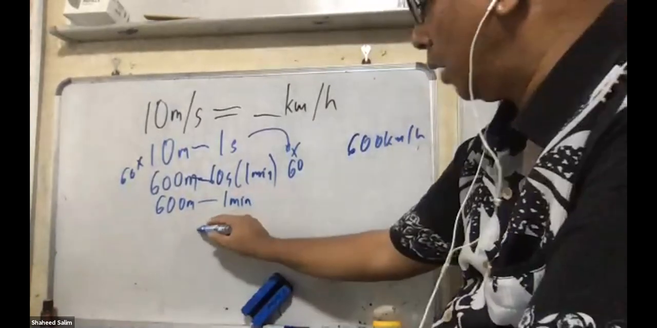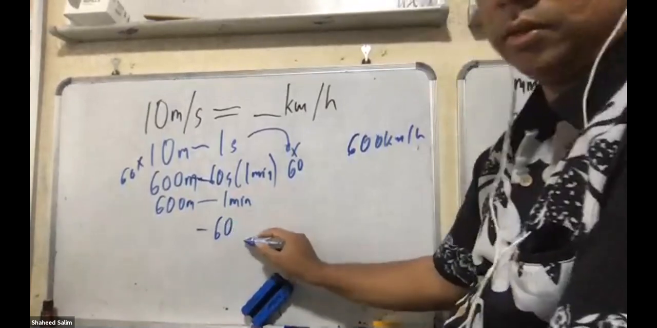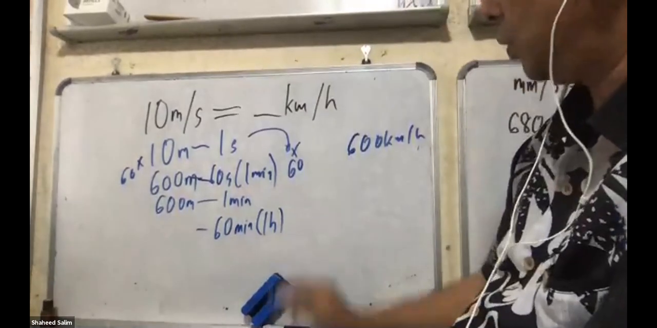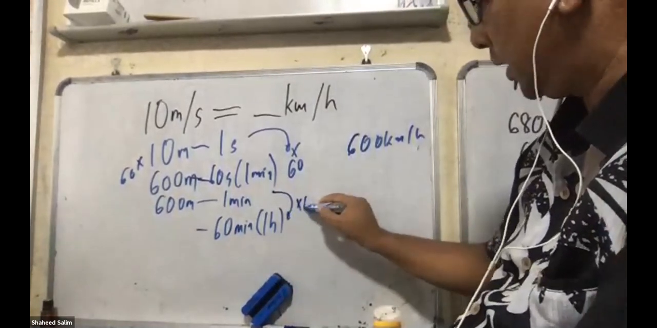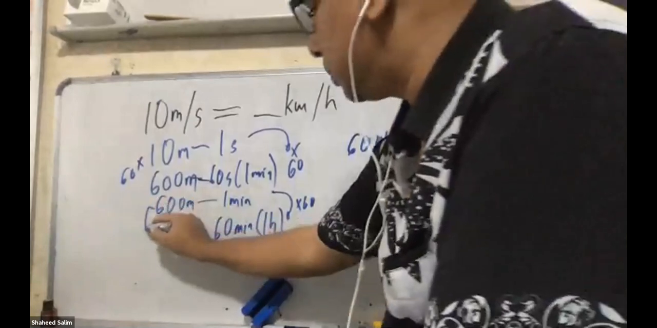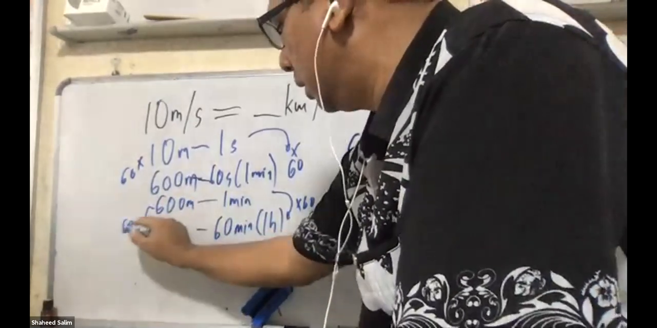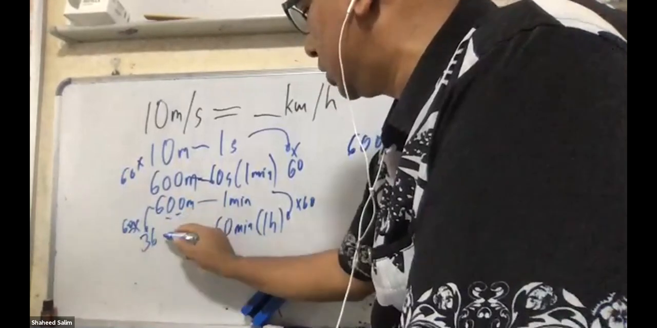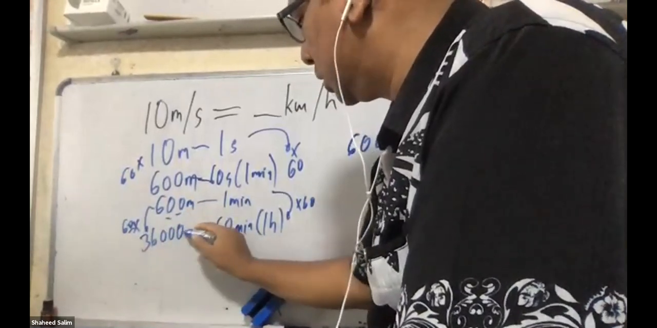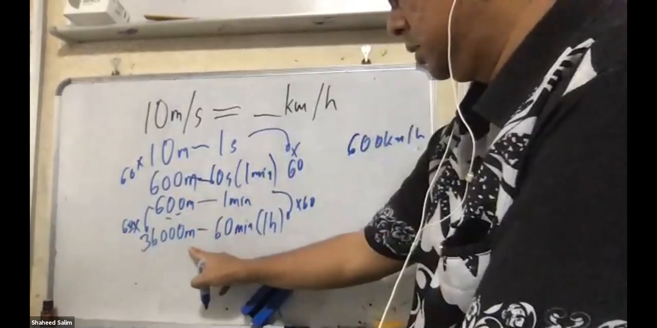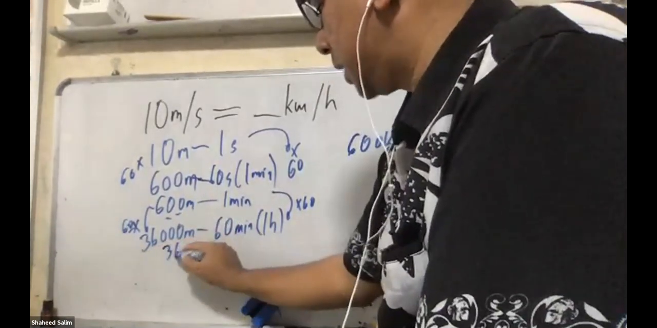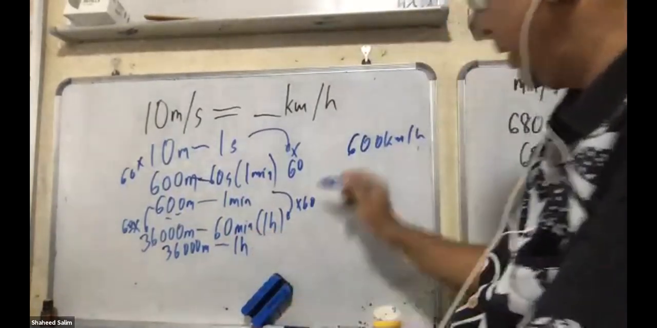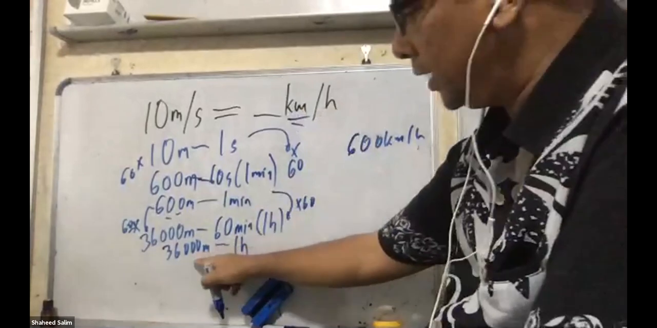We have to change now to hour. 1 hour is 60 minutes, right? So how to change to 1 hour? Again, you times by 60. So you times this by 60. You get 36,000 meters in 1 hour. But they want in kilometers. So divide this by 1,000.